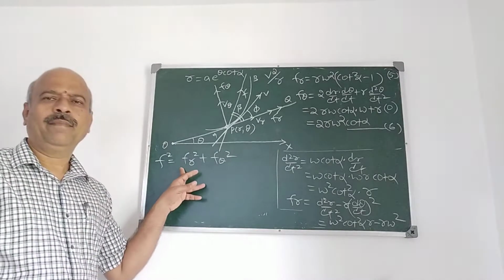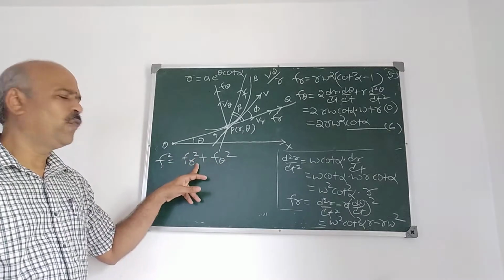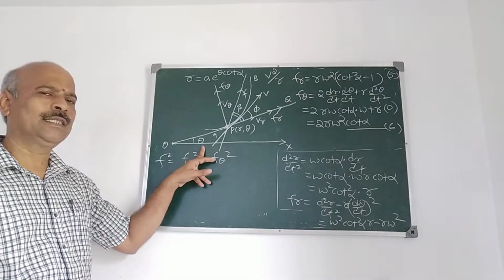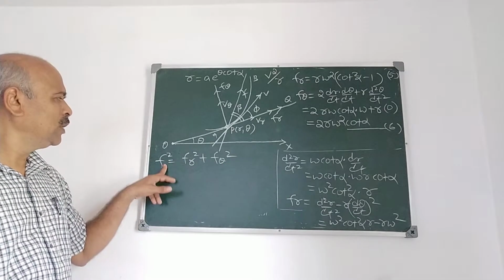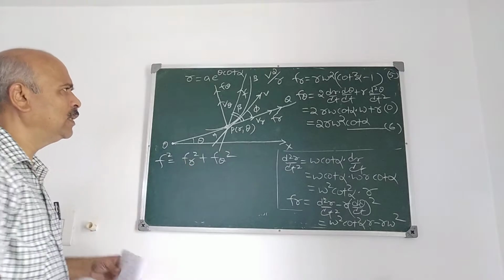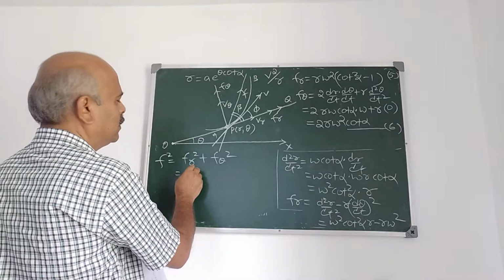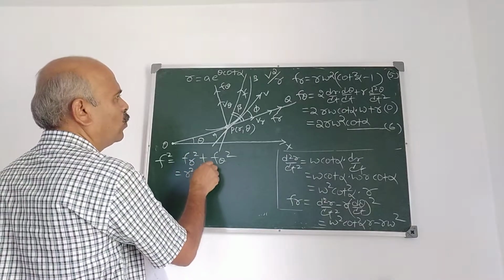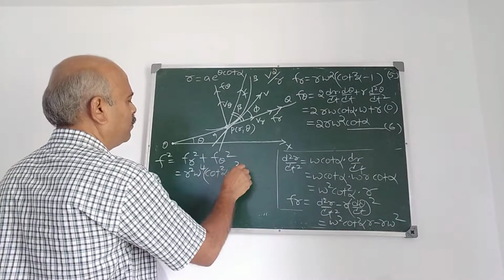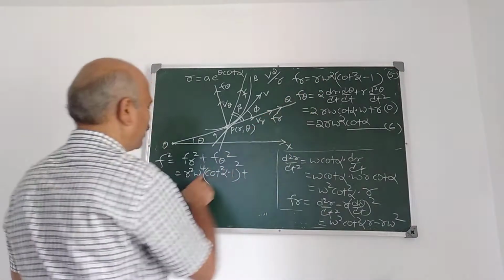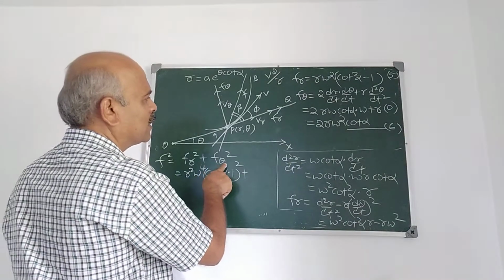What is this? The magnitude of acceleration is the square root of fr square plus, that is radial acceleration square, plus transverse acceleration square. But I have taken F square here. The magnitude of the acceleration square is this. So what is this? Fr square. Fr square is r square omega raised to 4 into (cot square alpha minus 1) whole square, correct? Plus f theta square.